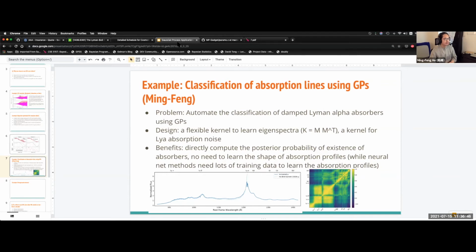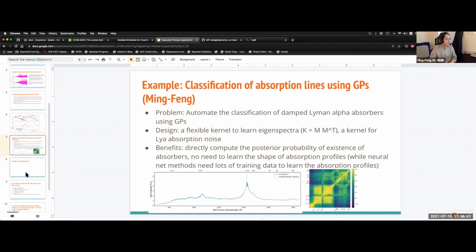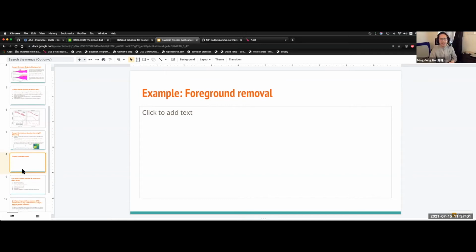So maybe we can move to the general discussion, unless someone wants to talk about the foreground removal using GPs. I would be interested, I missed the talk, I'm afraid. So if someone saw the talk and could summarize it, I guess I could watch the talk, thanks to the format of this conference. Yeah, I don't think I'm qualified to talk about this.